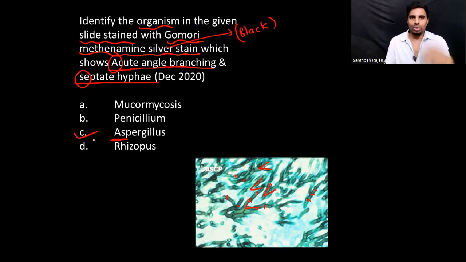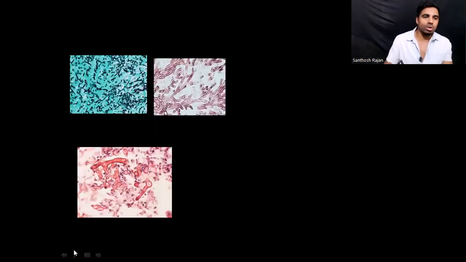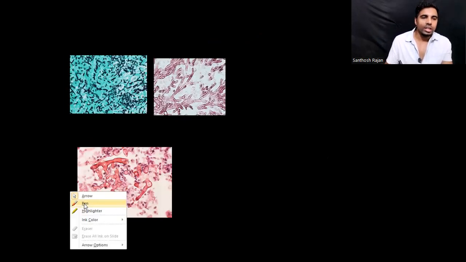You got it? I'll show you Mucor next time. Please remember, acute angle, septate. And if you have septate hyphae, that is your Aspergillus. Okay, got it? So now they have given this in silver, Gomori methenamine silver. But it can be like this also. See, the stain can be given in different ways. See this stain.